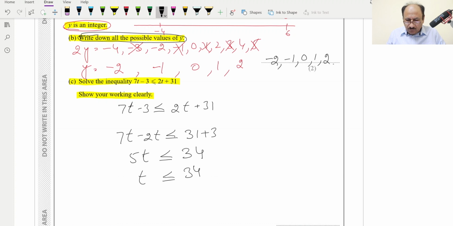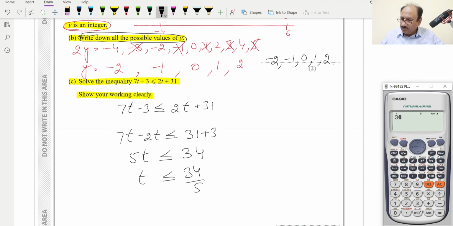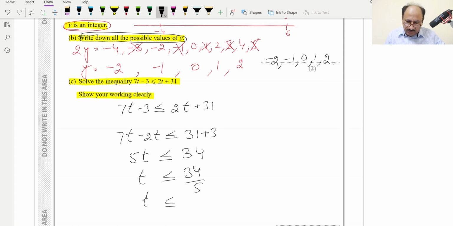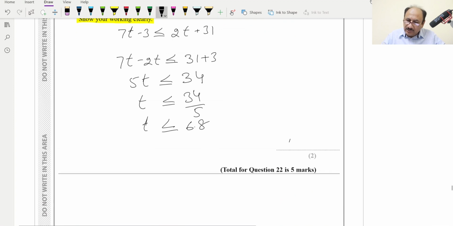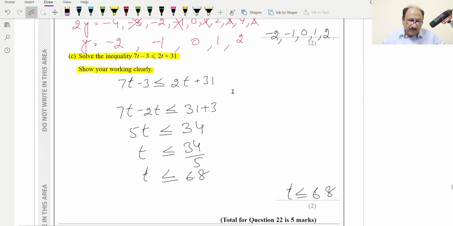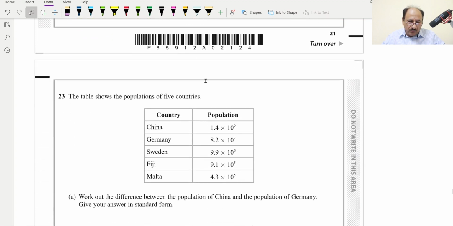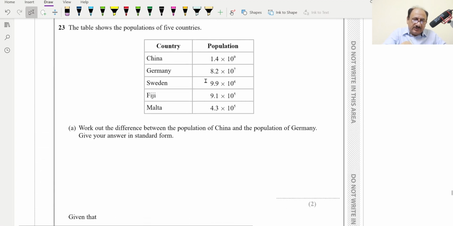70 minus 2t will be 5t, is less than or equal to 34, and t will be less than or equal to 34 divided by 5, and 34 divided by 5 in decimal format will be what? 34 divided by 5 is 6.8, so t is less than or equal to 6.8. This will be our answer, and we can provide over here t is less than or equal to 6.8. This is our answer.